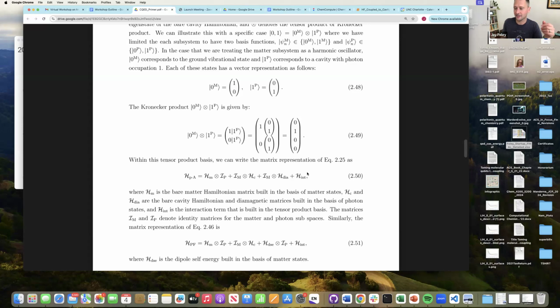And then, for example, the interaction Hamiltonian is naturally going to be in the tensor product space of both the matter and the cavity subsystem. So that's how we're going to represent things today.